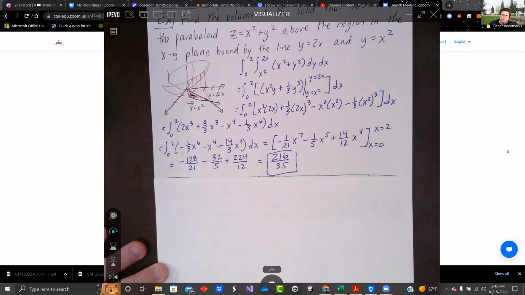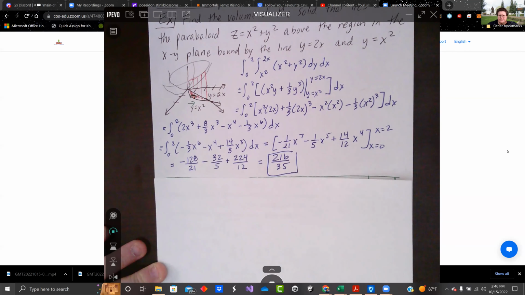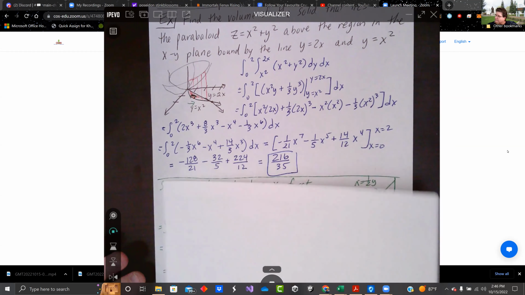I know I didn't walk through everything. You can pause this and check the math if you need to. Let's look at the same region if we integrate the other way first, though. We did dy first. Let's integrate along dx first.